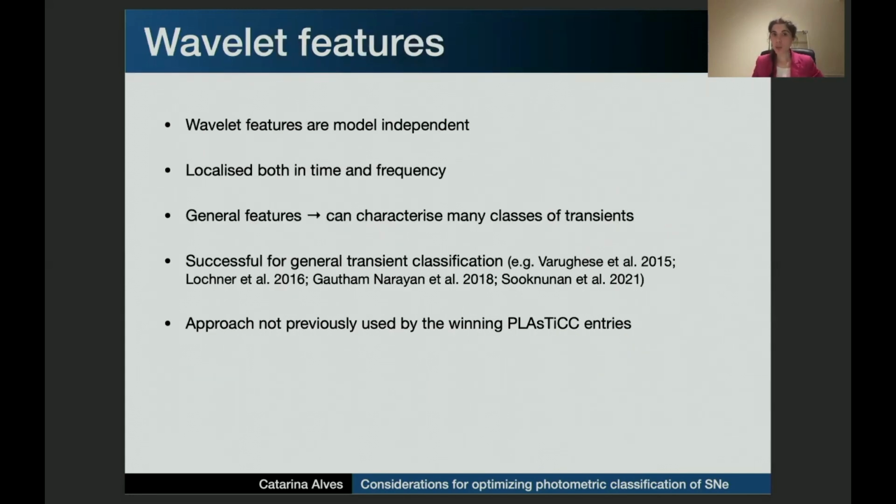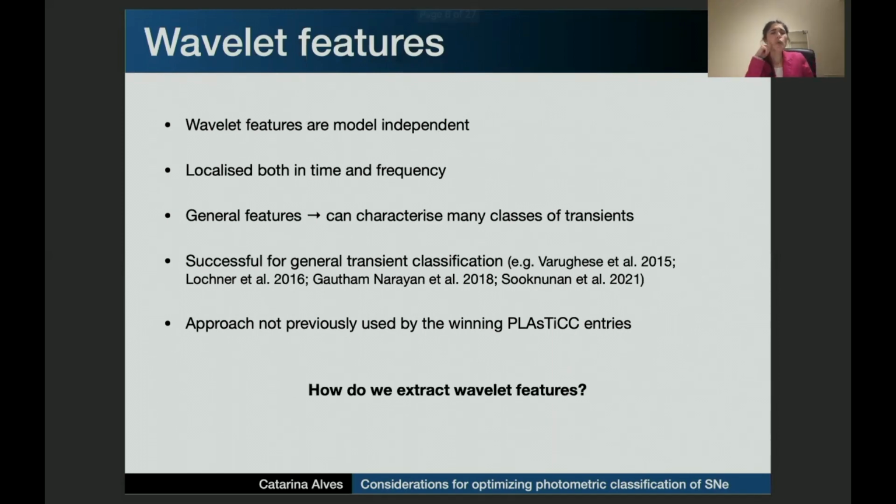Now that we dealt with the training set, we can now extract features. And we chose wavelet features because they are model independent and quite localized both in time and frequency. These are general features and can characterize many classes of transients. They have been shown to be successful for general transient classification, and this approach was also not previously used by any of the winning PLAsTiCC entries.